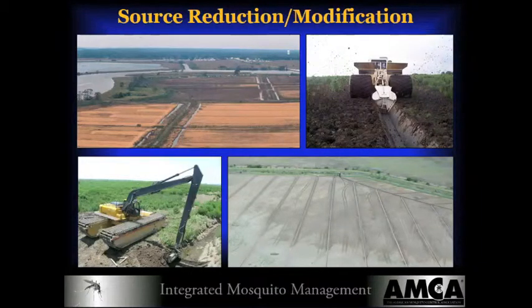Here you've got ditching, and these ditches allow mosquito fish to get in to feed upon the larvae that would otherwise be trapped in these areas. And if you can get rid of these just by ditching, and that's done throughout the country, that's an excellent way of reducing the issue.